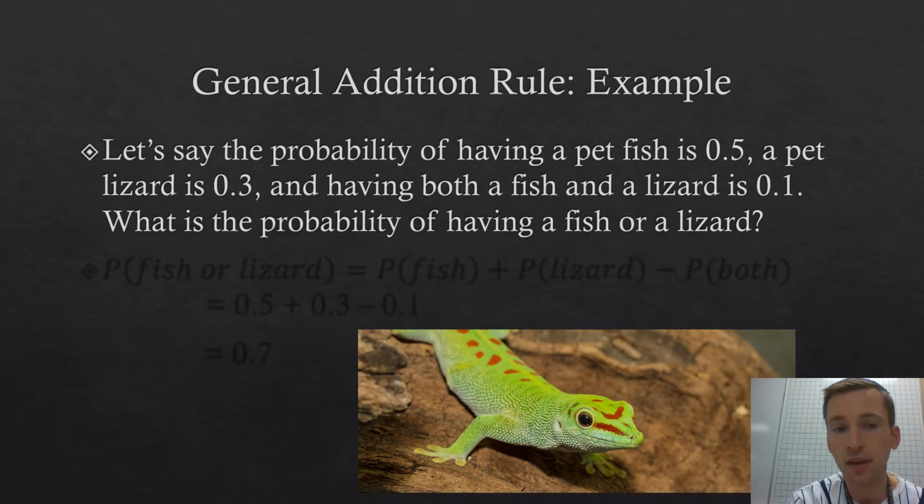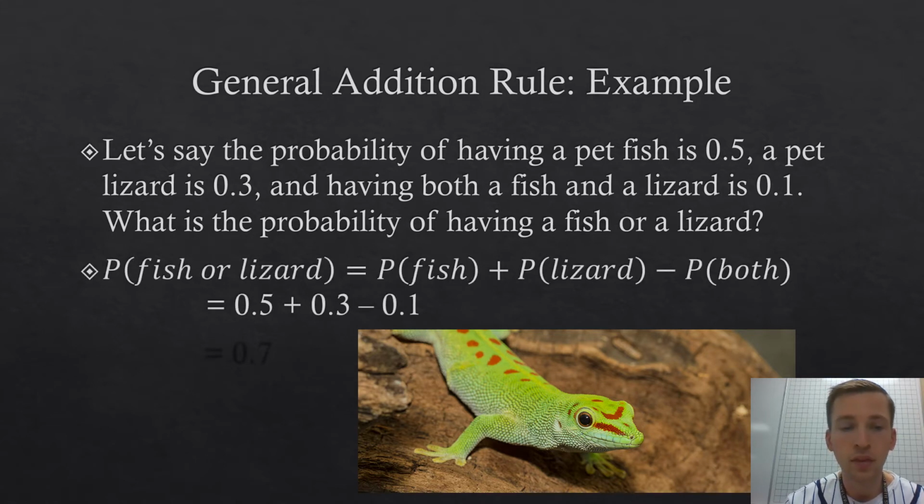Then the probability of having a lizard is 0.3. And then the probability of having both a fish and a lizard is 0.1. We want to use that general addition rule to figure out what the probability of having a fish or a lizard is. So we're going to take the probability of fish plus the probability of lizard and subtract the probability of both. In other words, 0.5 plus 0.3 and subtract 0.1, which gives us an overall probability of 0.7.